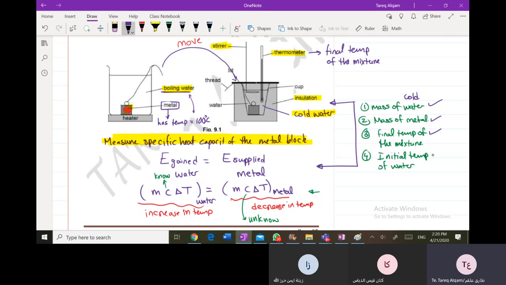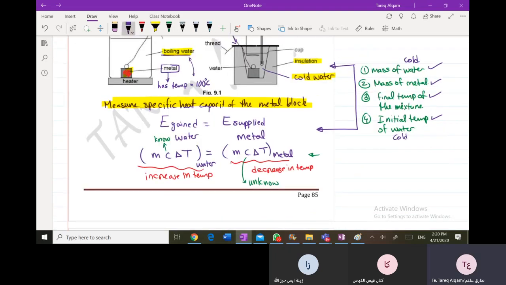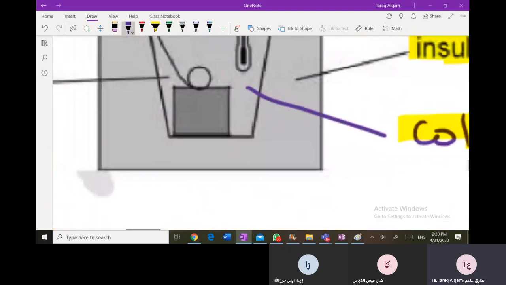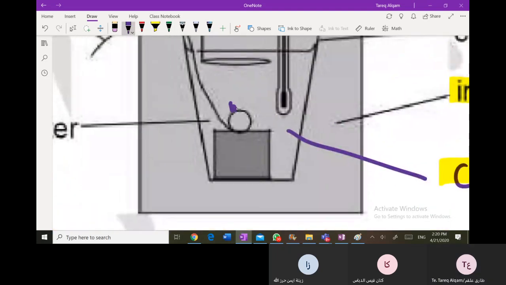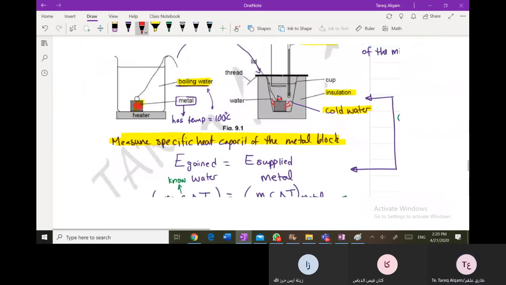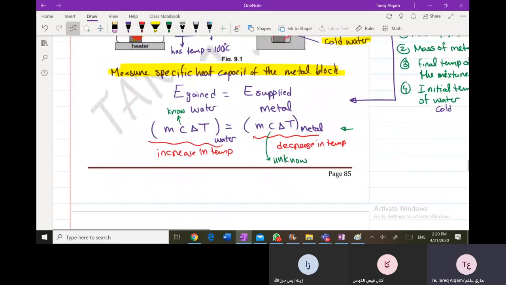And I have to measure the initial temperature of the cold water. Here, basically, heat will transfer. The metal is hot, so the heat is transferred from the metal to the liquid. Accordingly, I will use this. Pay attention to this.